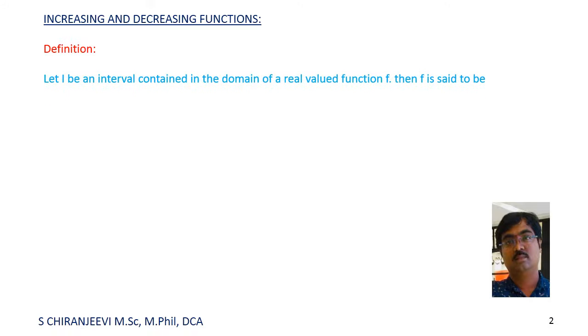Definition: Let capital I be an interval contained in the domain of a real valued function f. Then f is said to be, first one, increasing on capital I if x1 less than x2 implies f of x1 less than or equal to f of x2 for all x1, x2 belongs to I. See here, for increasing, x1 needs to be less than x2 and function of x1 less than or equal to function of x2.